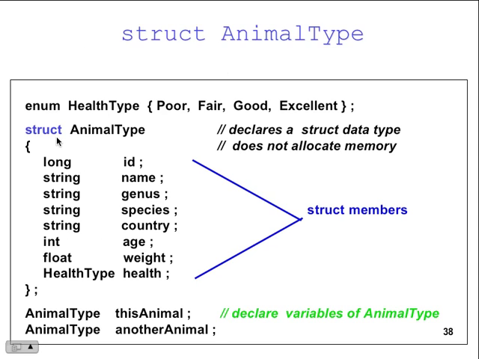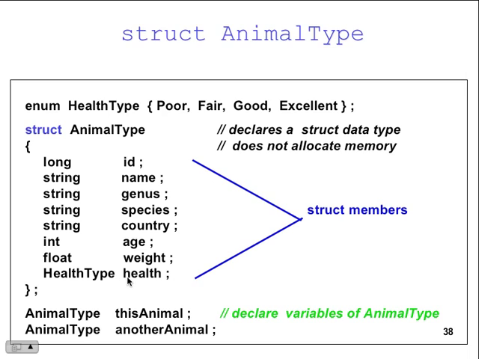So we use the keyword structure, and we say animal type. And so we're creating our first abstract data type called animal type. And in here we have a long ID, string name, string genus, string species. Here's our health type. You're like, where did the health type come from? It's that enumeration that we created. So we actually have two data types here. We've created our two abstract data types. We used one with an enumeration and created health type, and then we're creating another one, animal type, and we're putting one inside of the other.